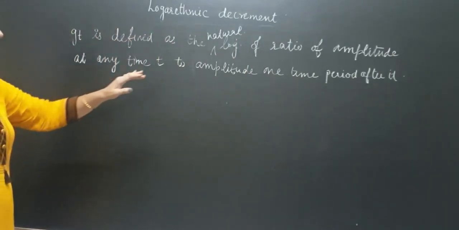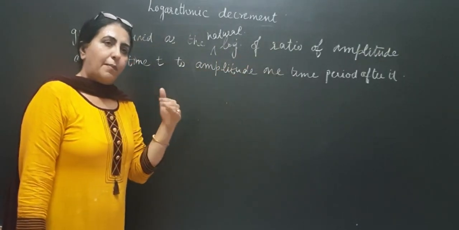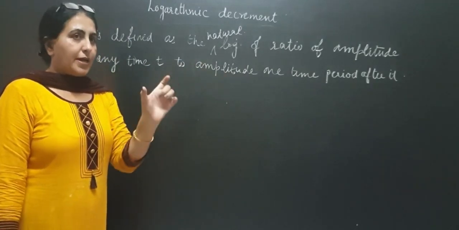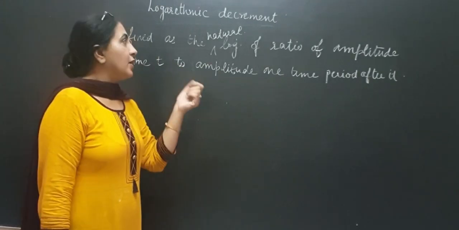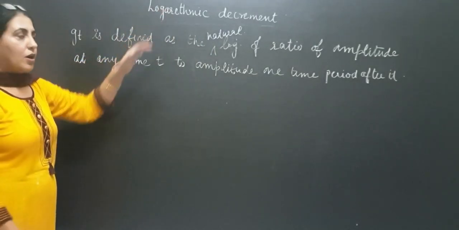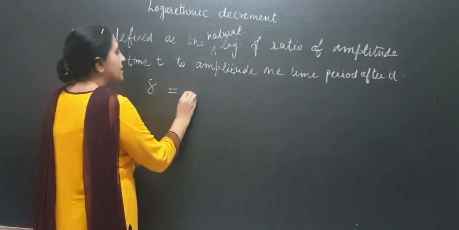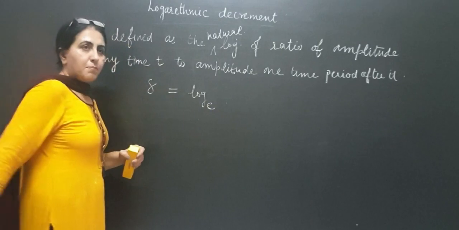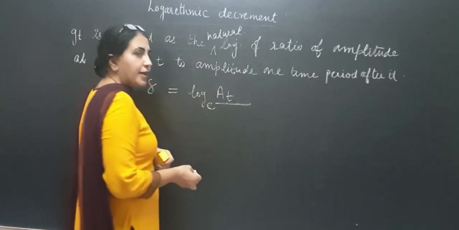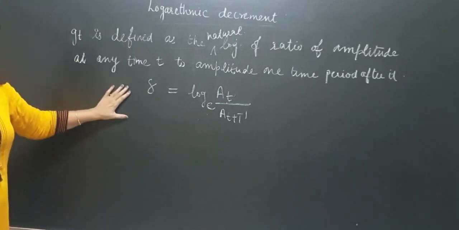First take the ratio: the ratio of the amplitude at any time t to the amplitude at time t plus T dash. Time period means T dash in the case of a damped oscillator. Then take its log. This is logarithmic decrement, and symbolically it is represented by delta. Delta is equal to log base e, the natural log, of the ratio of the amplitude at any time t divided by the amplitude at one time period after it.